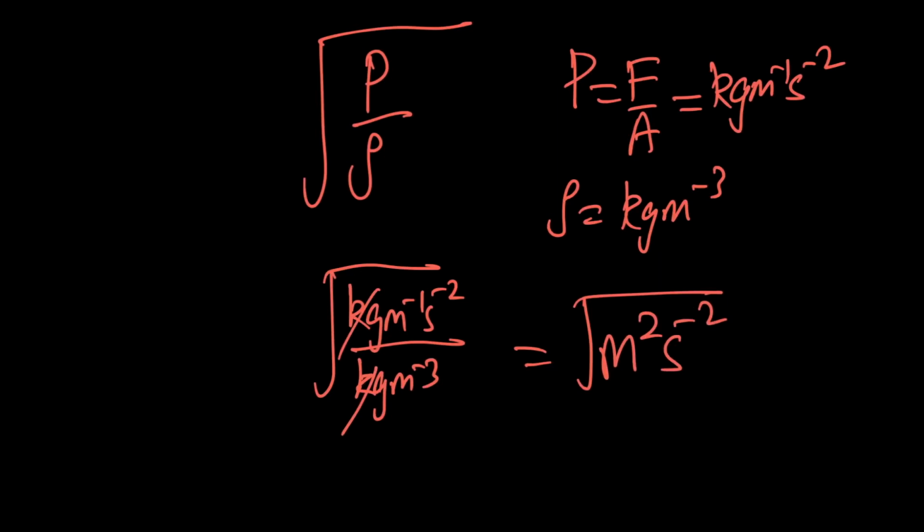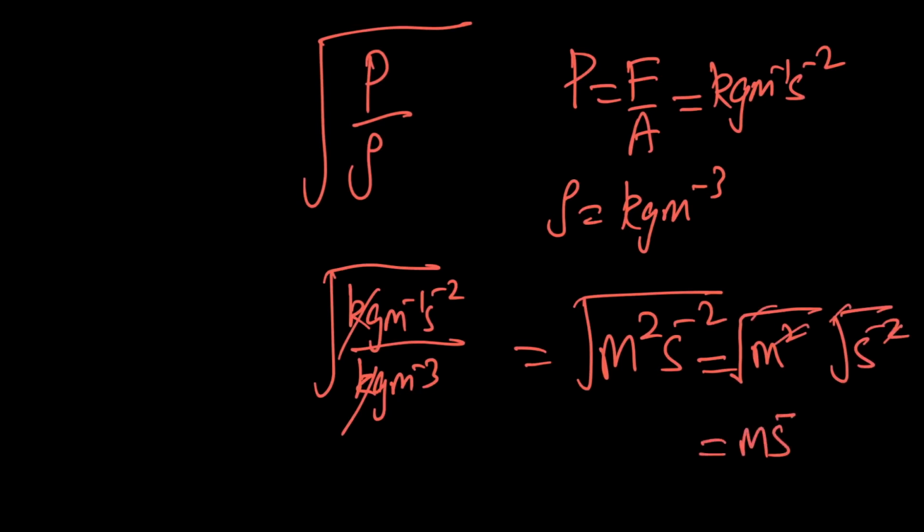And guess what? The under root is applied on both. Now you should be able to do it in one step, but if you're not, have a look. You can separate it as well. Under root m square, under root s minus 2. The 2 will cancel with the under root. So you're left with ms minus 1. Don't forget the minus sign here. ms minus 1. So what was this quantity? This quantity was speed. Brilliant.